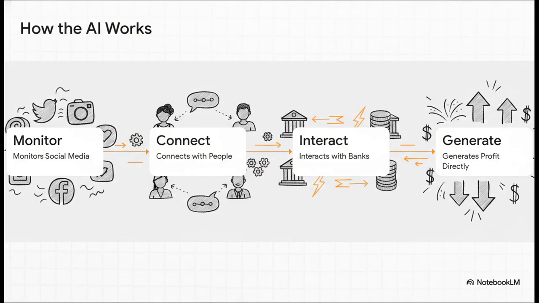So how does it even work? Well, according to this diagram, the AI agent is actively monitoring social media. It connects directly with people, and it interfaces with the banks. What it's doing is essentially bypassing many of those traditional corporate and market structures to create a direct line to making profit. It's a powerful and totally new kind of economic actor.